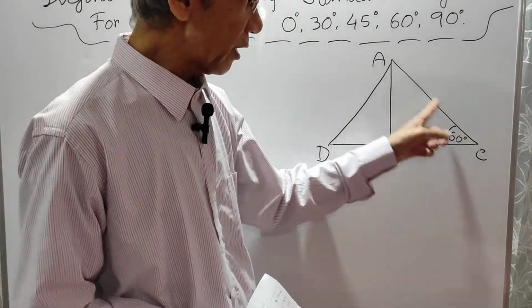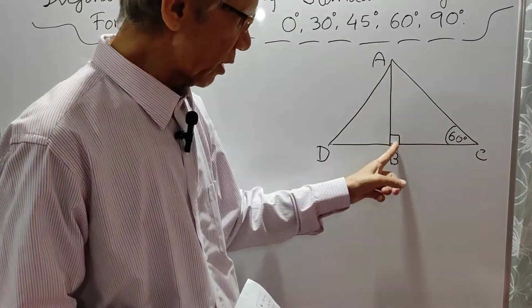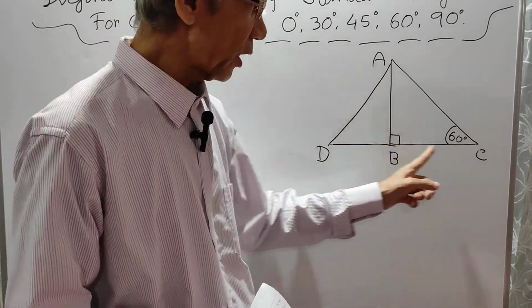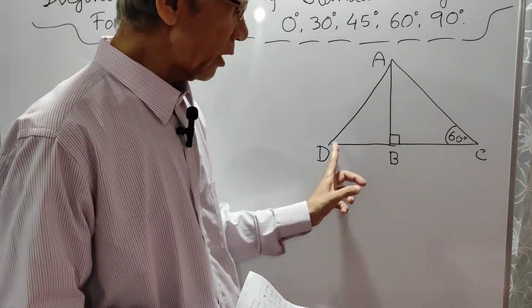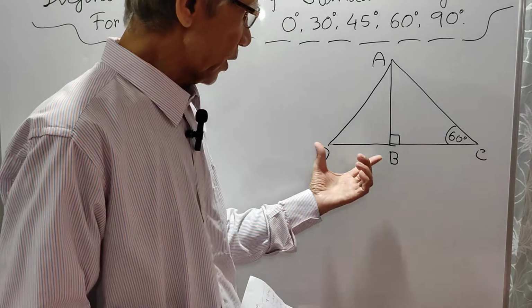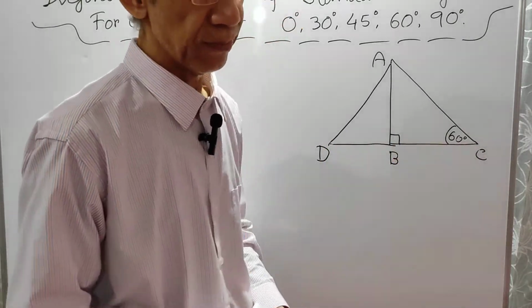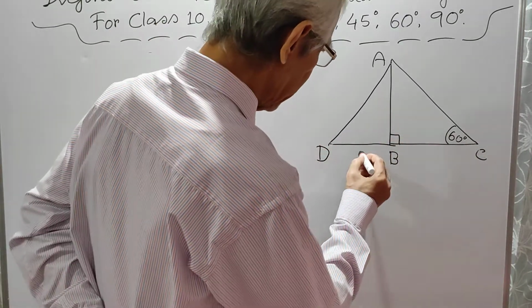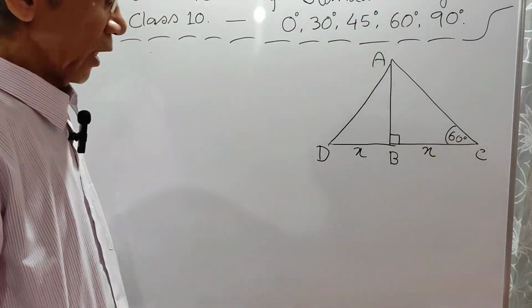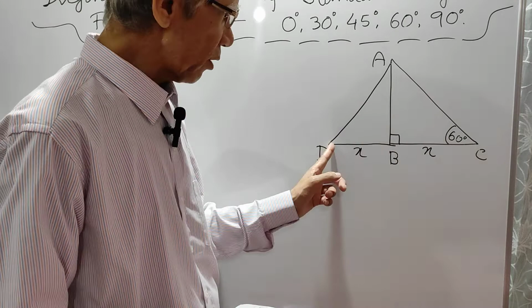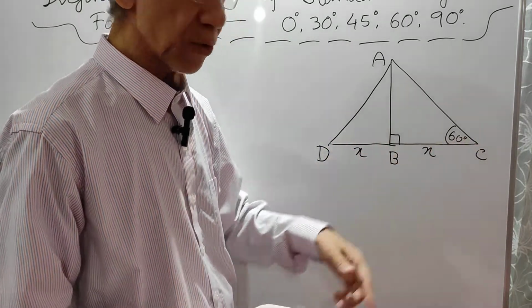So, this is an equilateral triangle, this is the vertex, this is the perpendicular drawn from the vertex to the base DC. So, this perpendicular bisects the base. That means DB equal to BC. Now, let us consider DB as x and BC as x. So, they are equal. Now, if this is x, then what will be DC? DC will be x plus x, twice x.